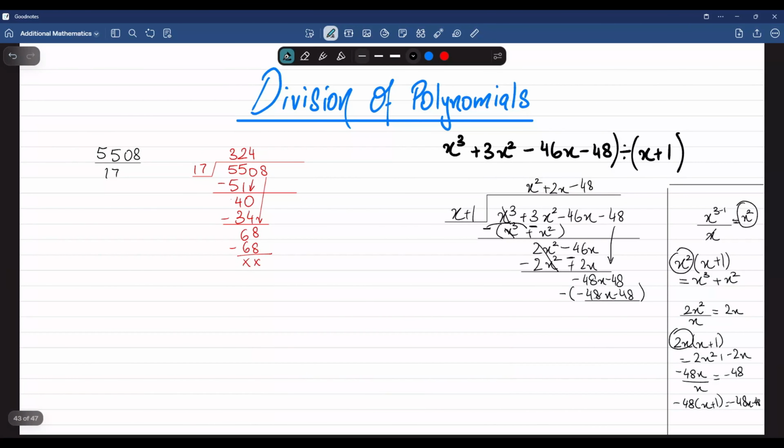So this would become positive 48. Negative 48 plus positive 48 cancels down, and then negative 48 plus 48 is going to give us nothing. So this is nothing, and this means that this is perfectly divisible, which gives us the answer x squared plus 2x minus 48.